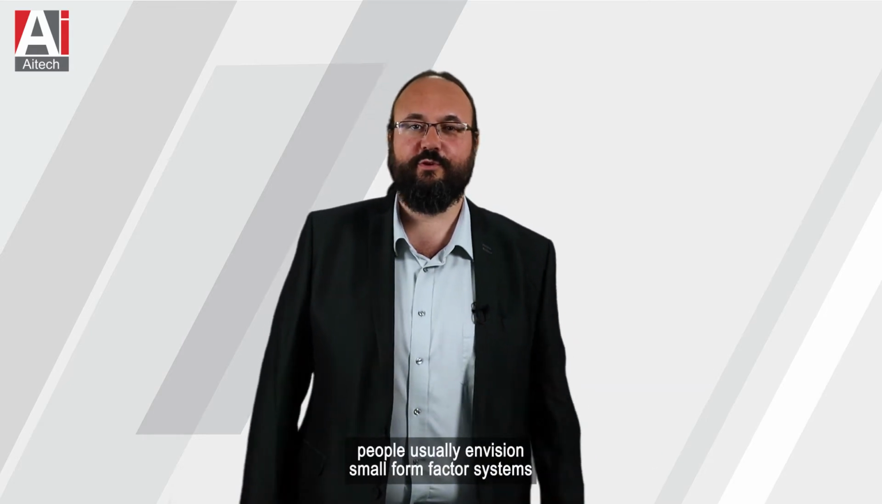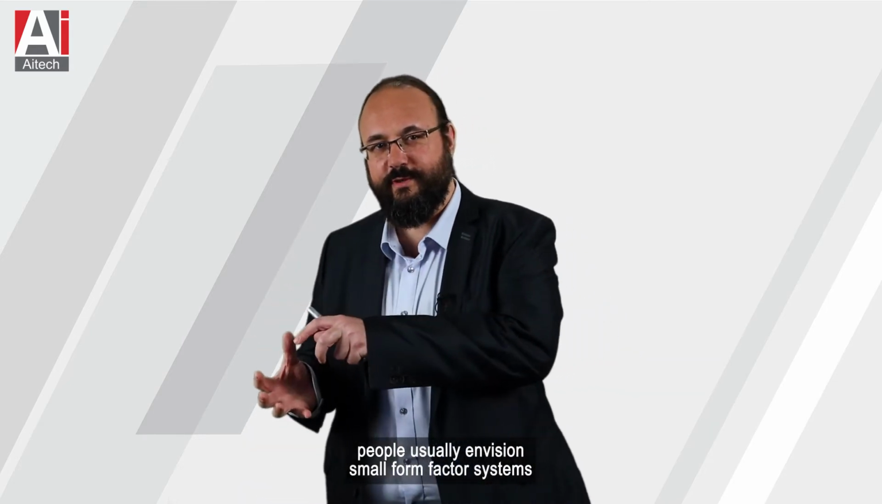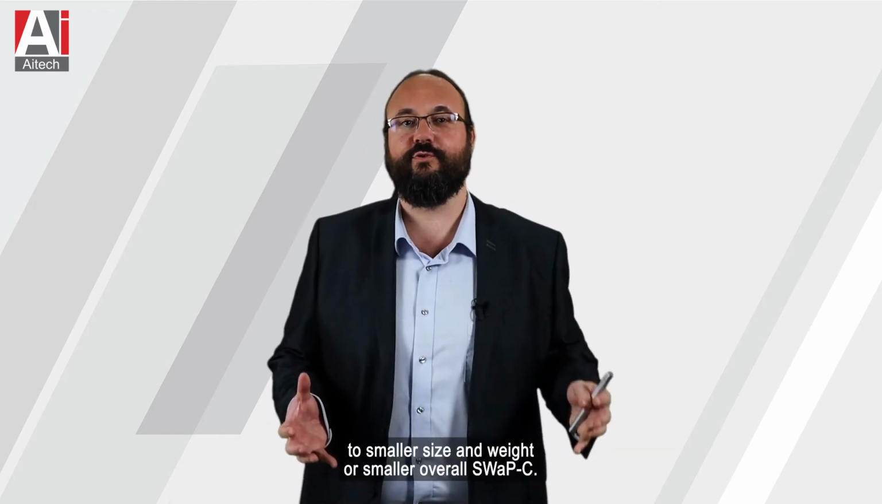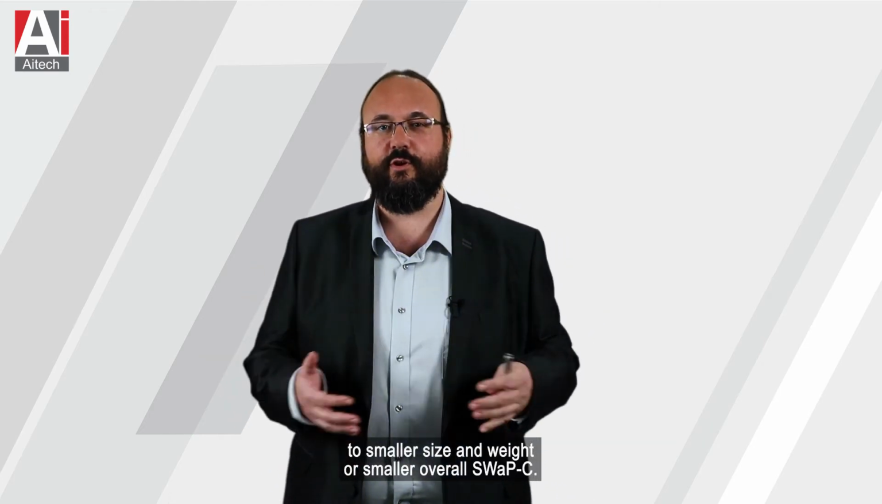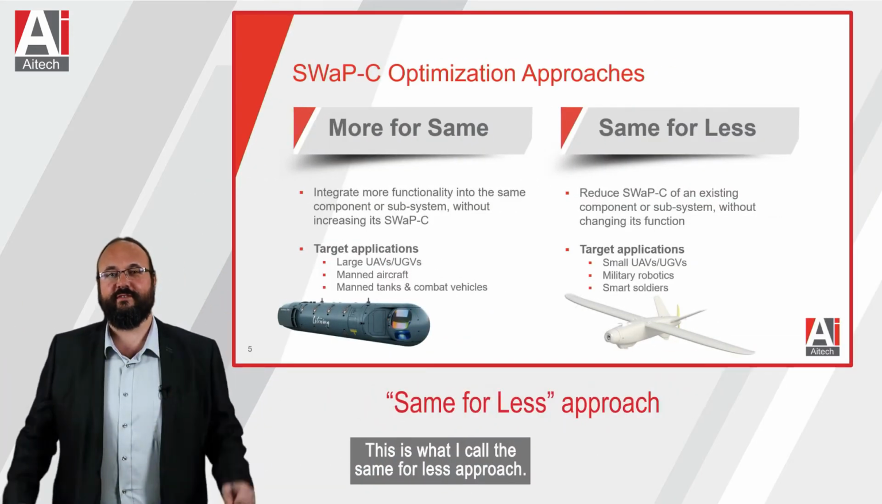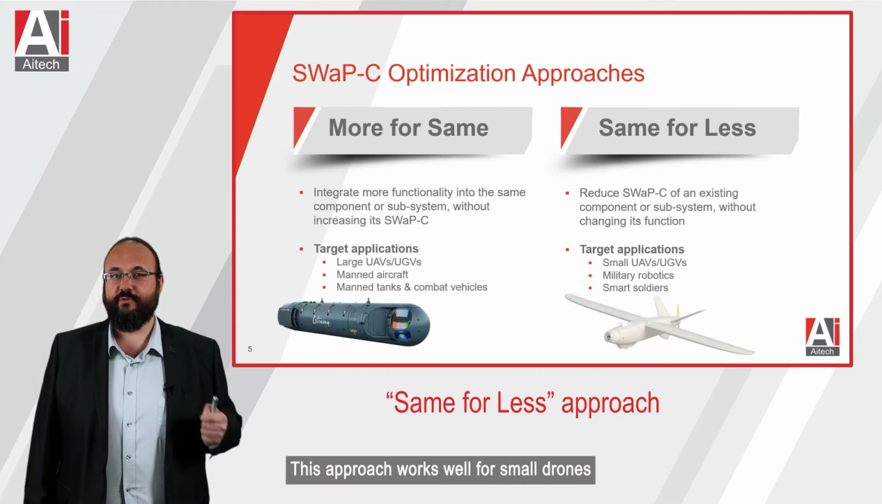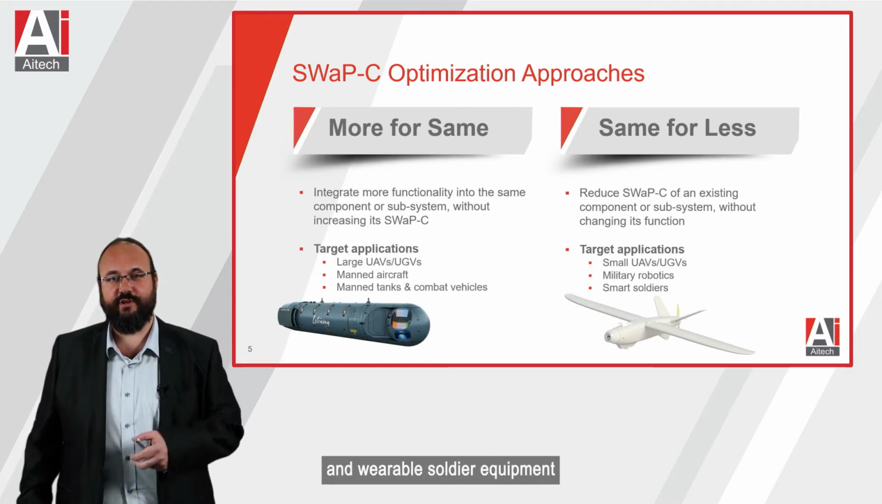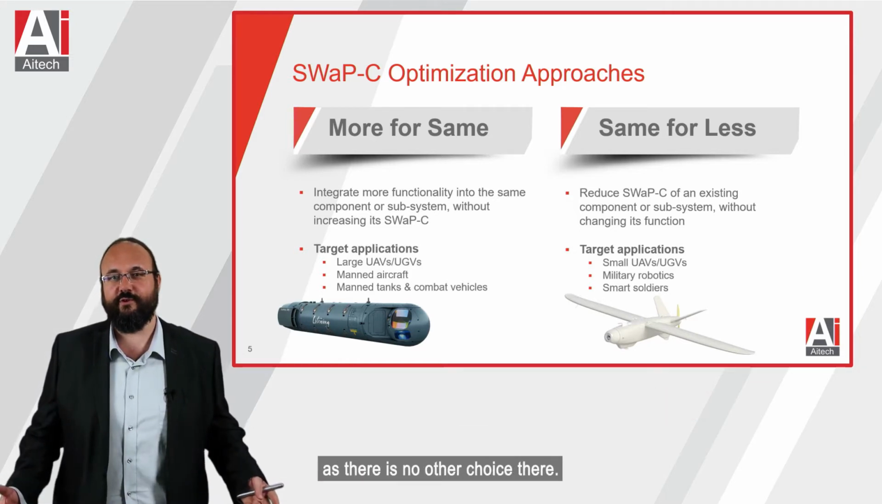So while thinking about SWaP-C optimization, people usually envision small form factor systems, or shrinking existing equipment to smaller size and weight, or smaller overall SWaP-C. This is what I call the same for less approach. This approach works well for small drones and wearable soldier equipment, as there is no other choice there.